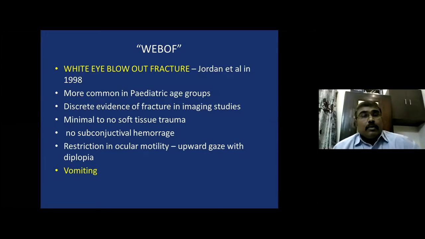WEBOF, white eye blowout fracture, was coined by Jordan et al. in 1998, and is common in the pediatric age group. There may be discrete evidence of fracture in the imaging studies, with minimal to no soft tissue trauma. There may be no subconjunctival hemorrhage, hence it is called white eye blowout fracture. The patient usually presents with restriction of ocular motility along with vomiting.